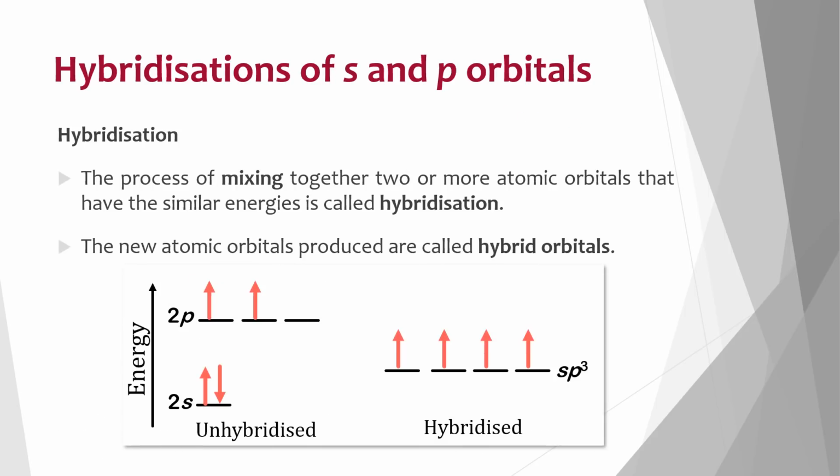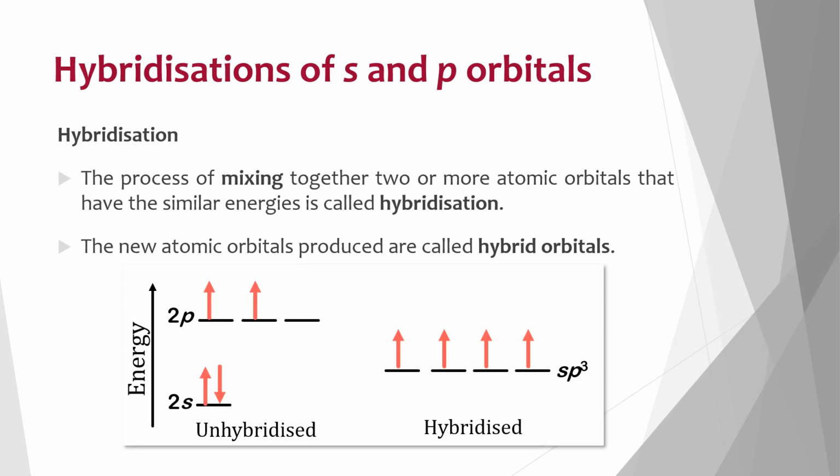So what is hybridization? Hybridization is the process of mixing together two or more atomic orbitals that have similar energies. The new atomic orbitals produced are called hybrid orbitals. Please take note that we mainly focus on the hybridization of central atoms only.